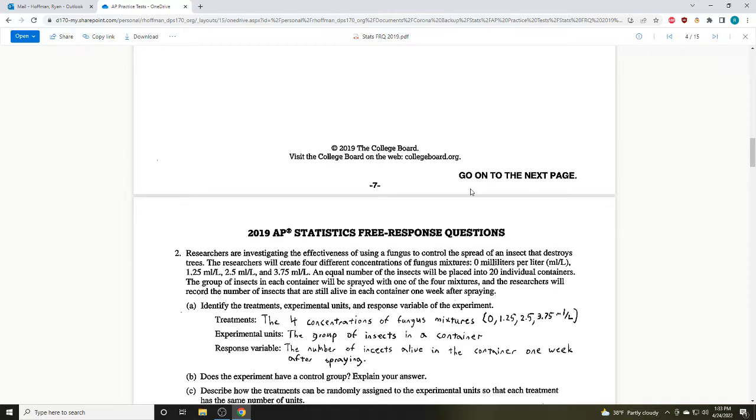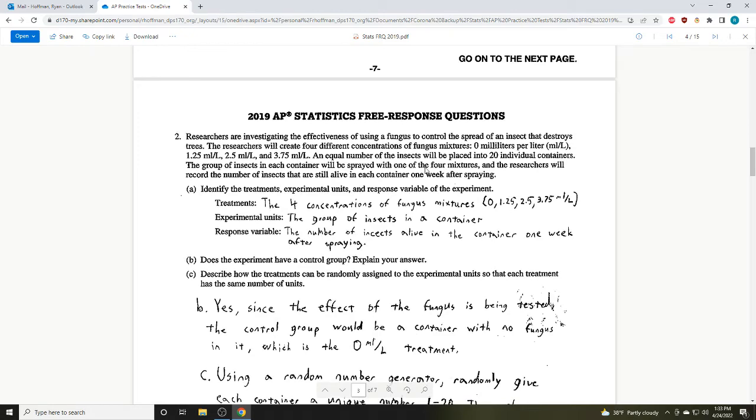Do we have a control group? A control group is basically a treatment that doesn't have any change or effect, that we think shouldn't affect the outcome, as a baseline of comparison. So does this experiment have it? Well, yes, it does. It has the group that has 0 milliliters of concentration as a baseline of comparison.